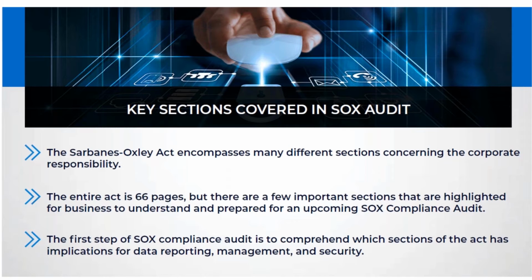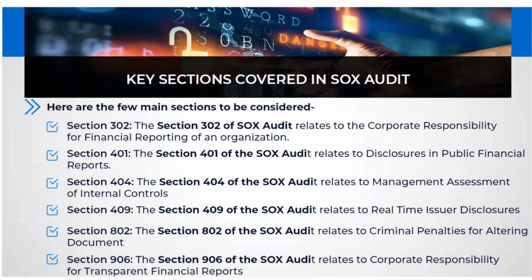Going ahead, there's still a lot to cover, so I'll take this a bit fast. Here are a few of the key sections covered. Section 302 is the corporate responsibility for financial reporting. This is where some CEOs got arrested. It falls on senior management to ensure that their financial statements are not fudged, that the right data is given to them, that the IT auditor has not made a mistake, and that the report is released to the right stakeholders.